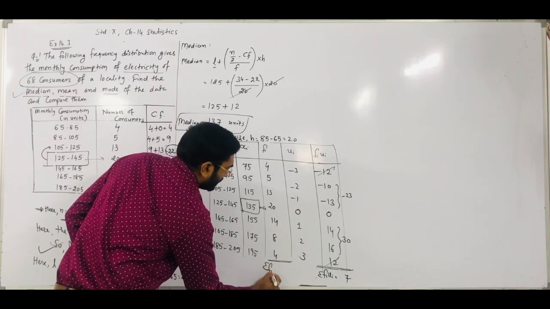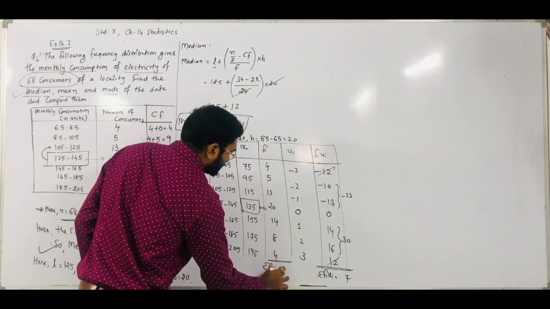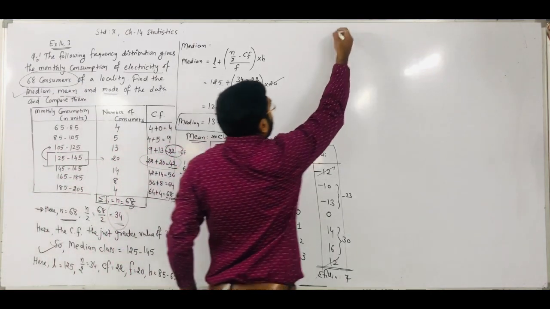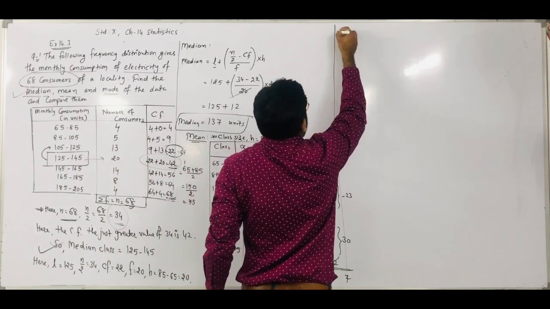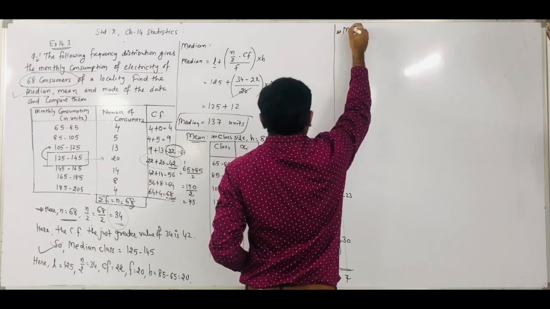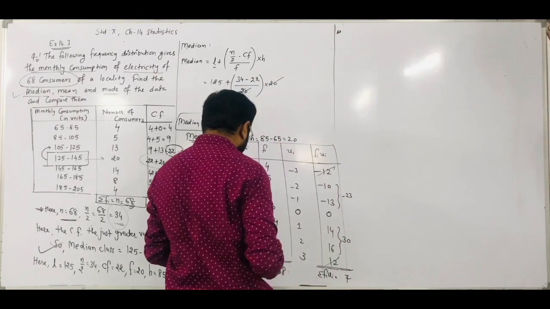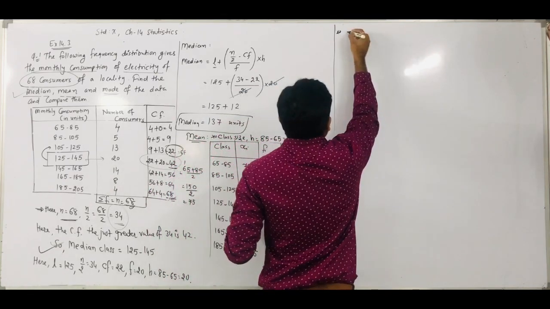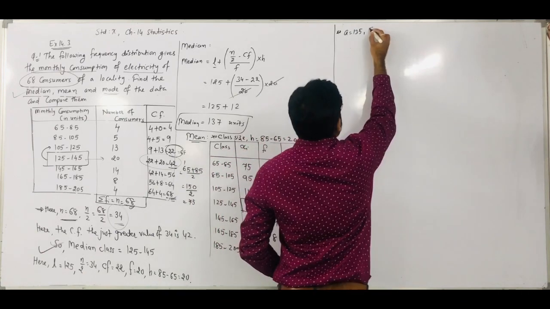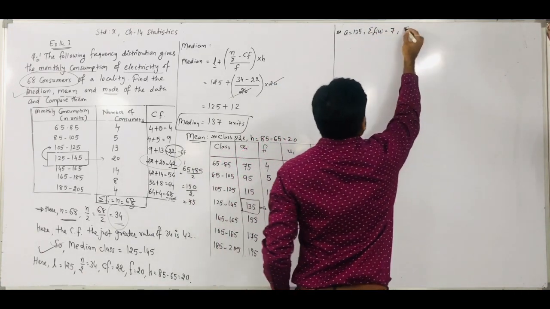So sigma fi. See in the question, how many consumers are given? 68. If you add all these frequencies, then you get 68. Okay. So here we apply the mean formula. Before that, whatever value we get, we mention it for the mean formula. Here we first of all observe and define all the values. A value is 135. Then sigma fi ui is 7. Then sigma fi is 68.